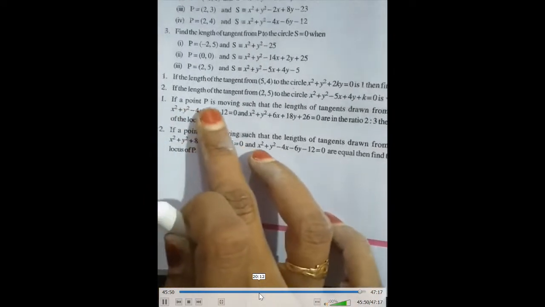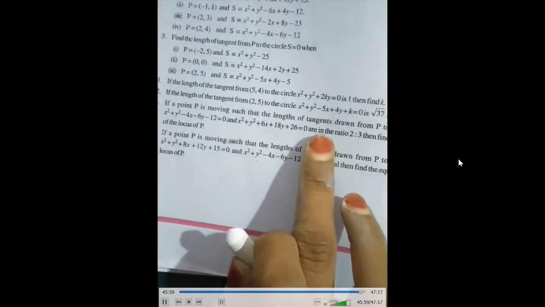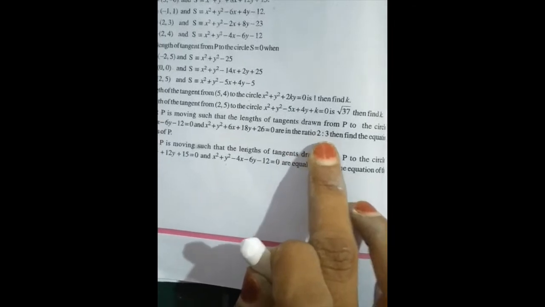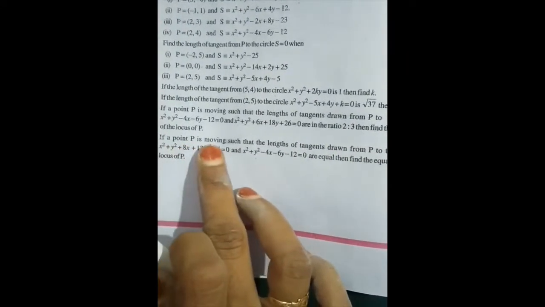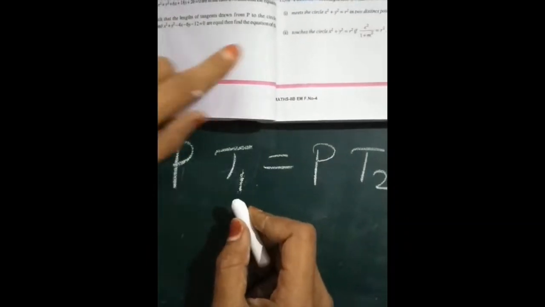Next, if a point P is moving such that the lengths of tangents drawn from P to the circle, this we have already discussed, PT1 by PT2 is equal to 2/3. Next, if a point P is moving such that the lengths of tangents drawn from P to the two circles are equal, the condition is that the lengths of tangents are equal. So you write PT1 is equal to PT2. Find finally the locus of P.